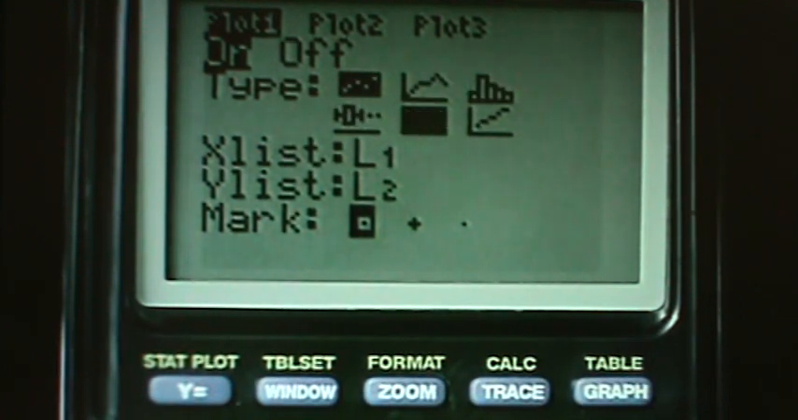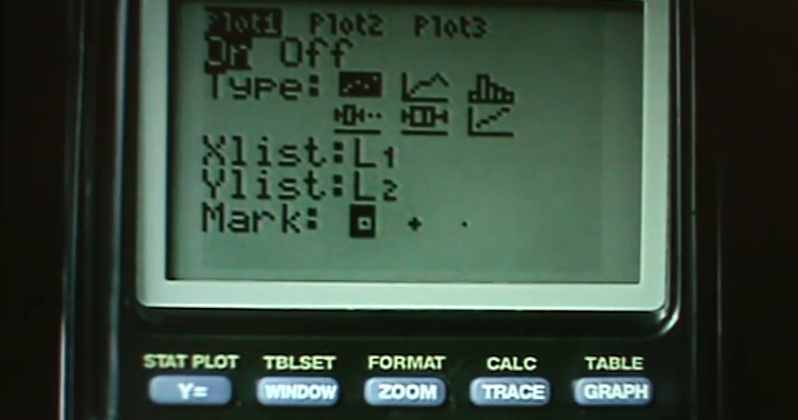And I'll go through all of them like this. And then the next thing on the list is that the X list, the items composed of X values, are in L1, and certainly they are because that's the way we entered them, and the Y values are in L2, and that's the way we entered those. So just the default settings are all that we want at this point.